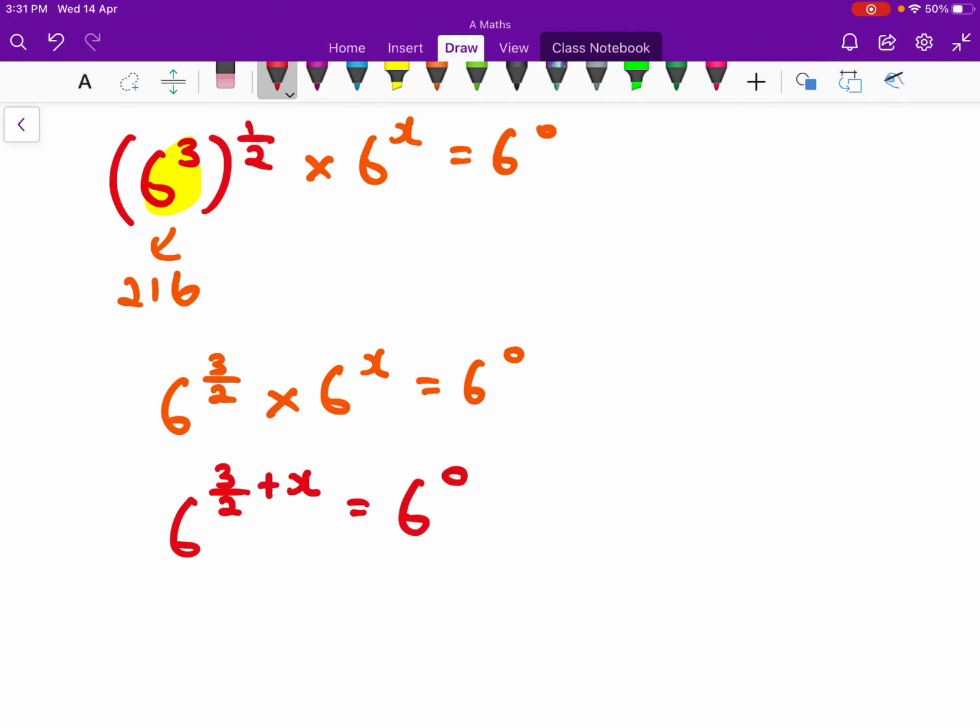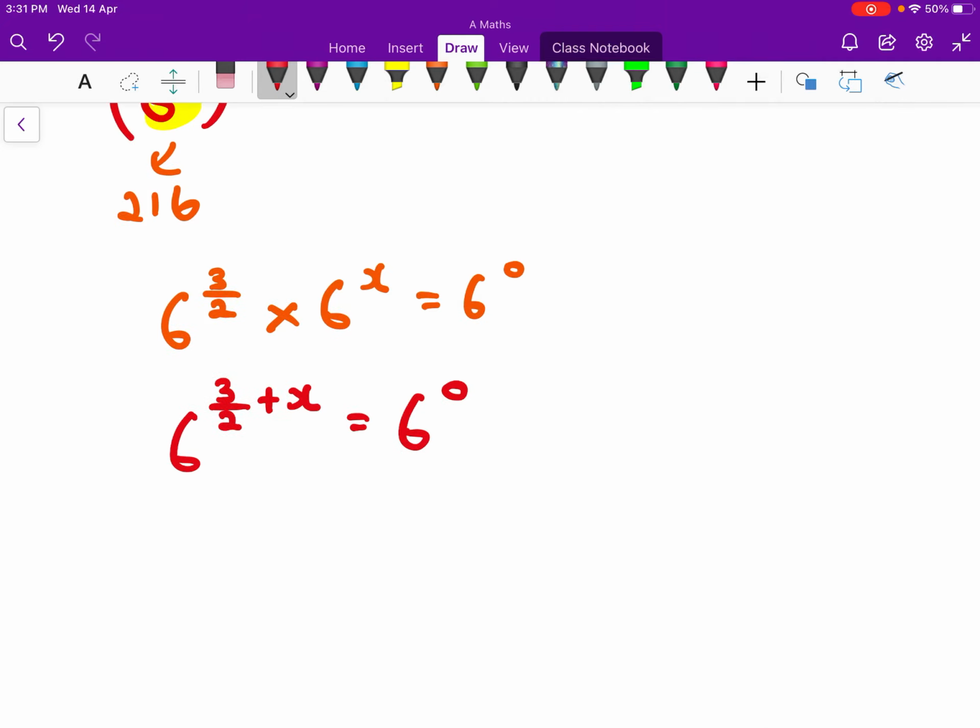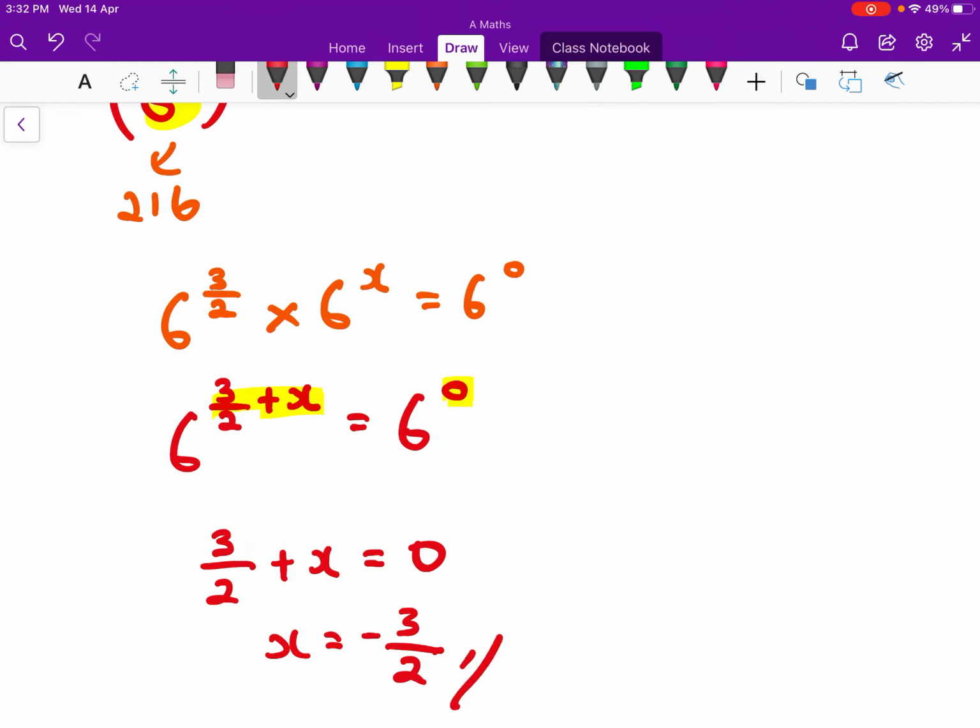You look at the left and right hand side, the base is exactly the same. So now we can say that the index is the same. So 3 over 2 plus x is equal to 0. So x is equal to negative 3 over 2. This is how you solve an indices equation. Always number 1, left hand side, right hand side, make it into the same base.